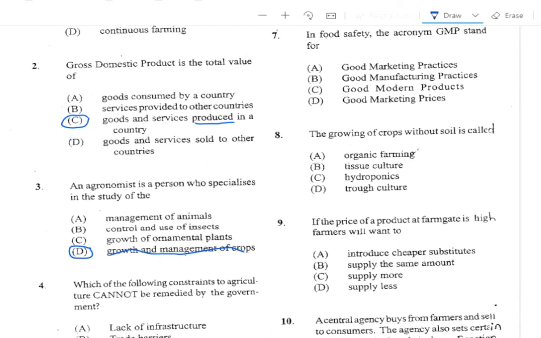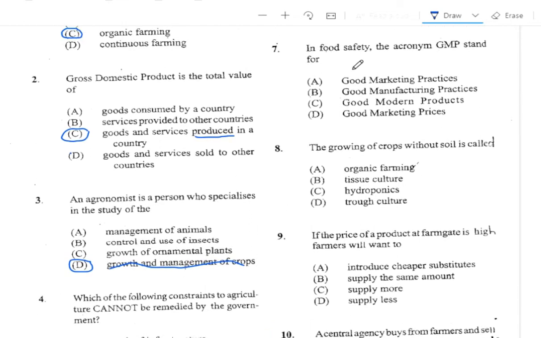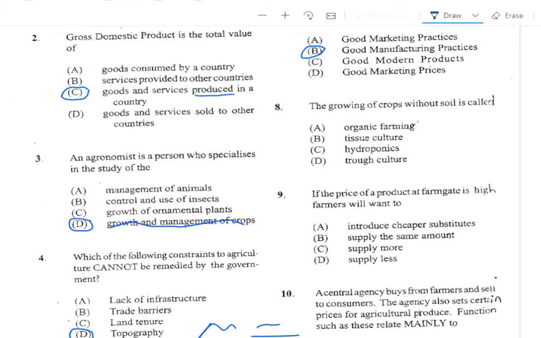Question number 7. In food safety, the acronym GMP stands for, C. Good mothering products, D. Good marketing practices. So the answer is good manufacturing practices.